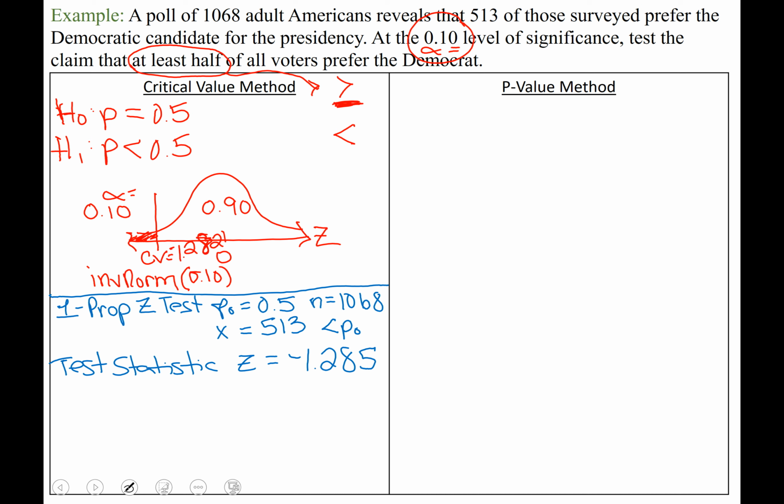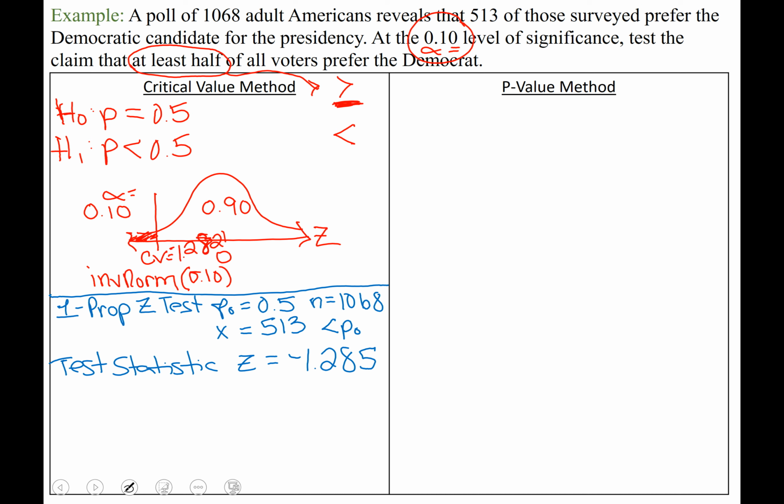Below that is p hat. That would be our best guess at the actual proportion who prefer the Democrat, which is 0.48. As a percentage would be 48%. And the last line on your output screen is your sample size of 1,068. Okay, but like I said, for now, we're just using the z equals negative 1.285.